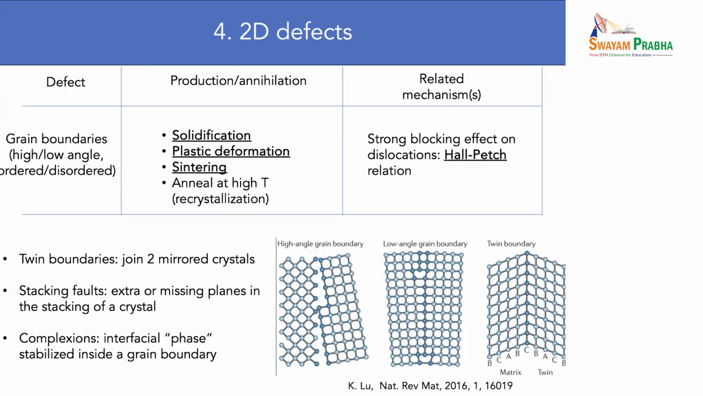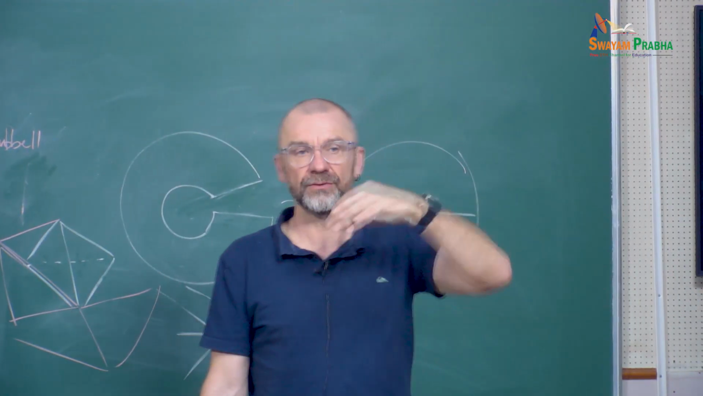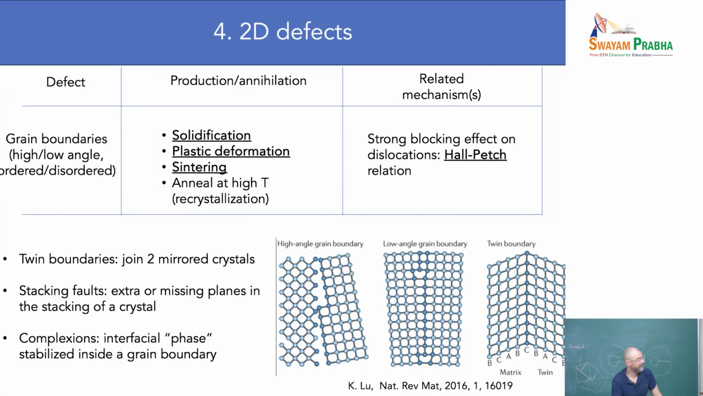There's quite a bit of activity in the materials research field to look at these complexions. So it's interfacial phases stabilized inside a grain boundary. The idea would be, can you use them to form metals that are both, as always, strong and ductile, for example. Yeah, I'm not a specialist of complexions, but I think that would fall into the category of complexions. If the quasi-crystal is stabilized because there is a grain boundary, then it is a complexion.